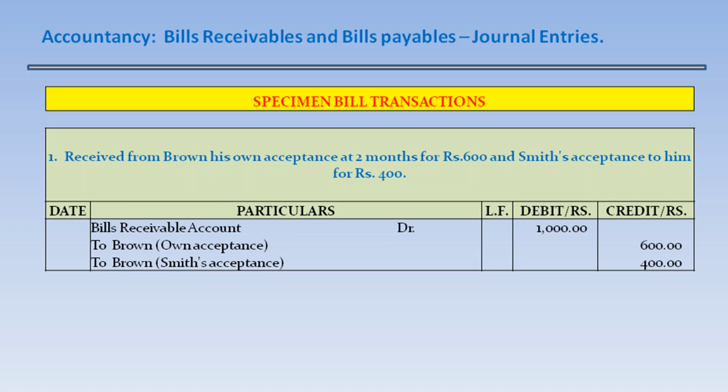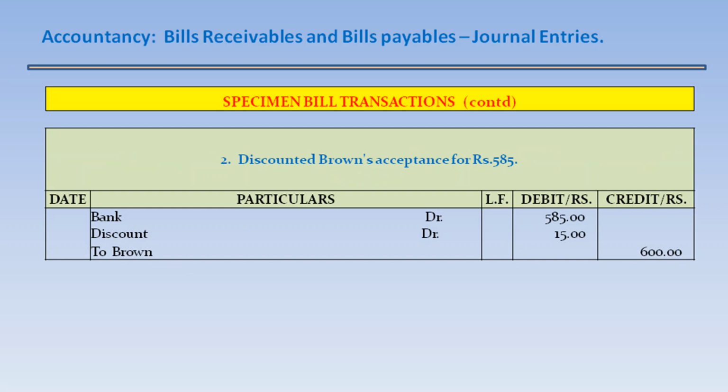1. Received from Brown his own acceptance at 2 months for Rs 600 and Smith's acceptance to him for Rs 400. Bills receivable account debit 1000, to Brown own acceptance 600, to Brown Smith acceptance 400. 2. Discounted Brown's acceptance for Rs 585. Bank account debit 585, discount account 15 rupees, to Brown account 600 rupees.